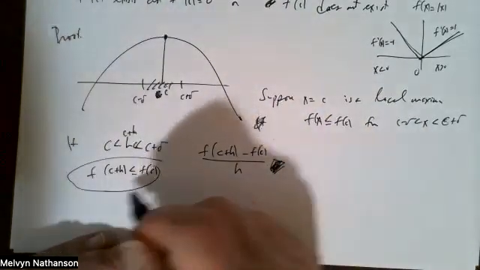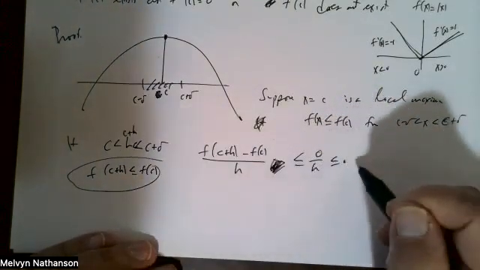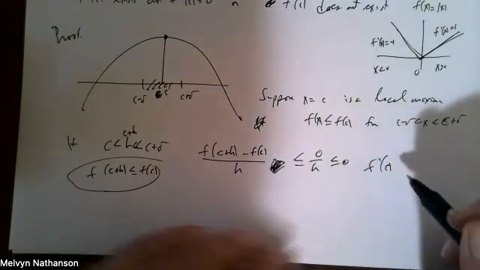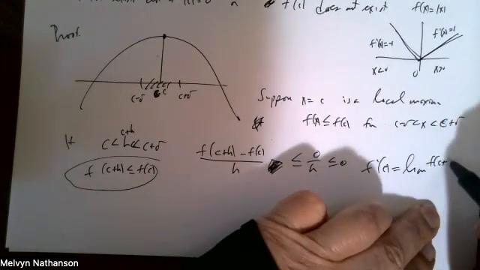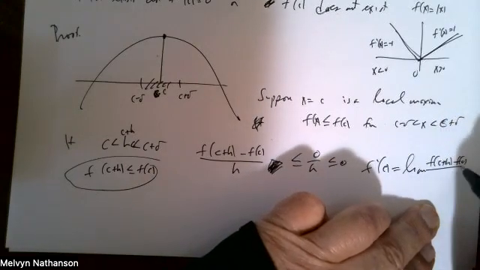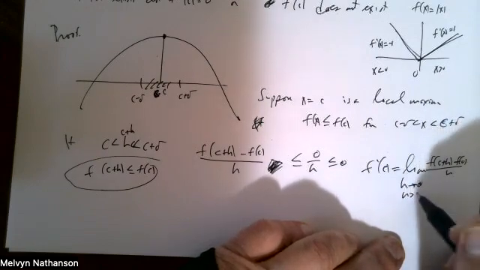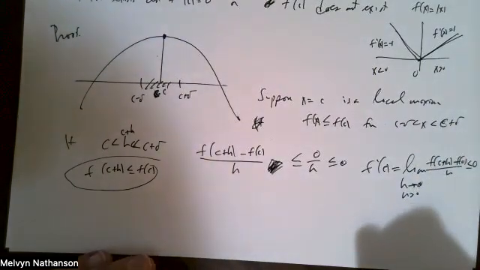f(c+h) − f(c) is less than or equal to 0. So that means that f'(c), if we take the limit of (f(c+h) − f(c))/h as h goes to 0, but through positive numbers, each of these numbers is less than or equal to 0, so the derivative is going to be less than or equal to 0.